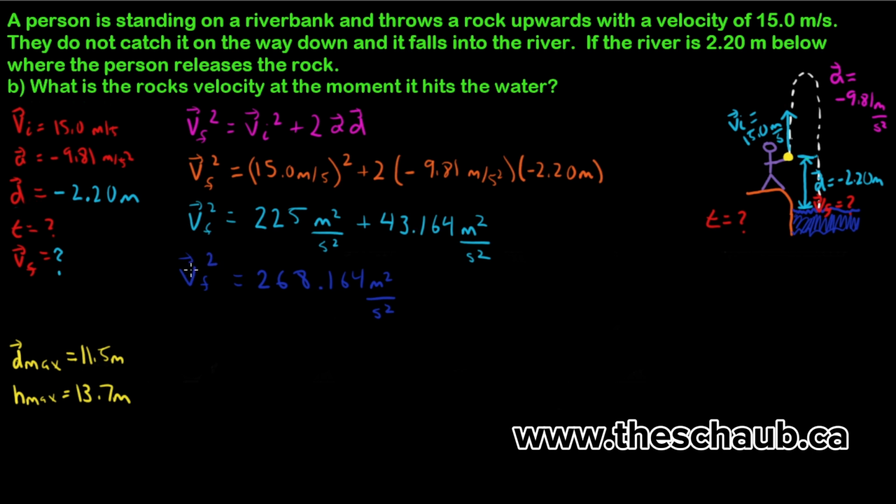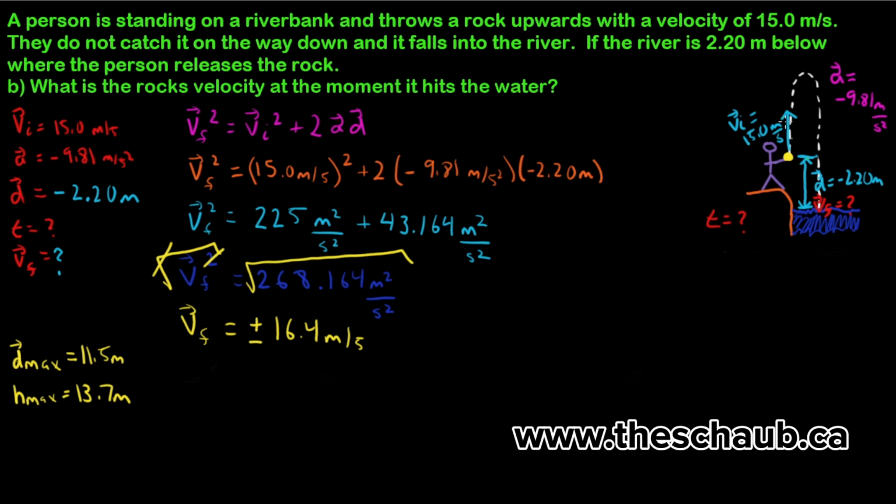To finish this question and get just velocity final, we need to take the square root of both sides. So my square root and my squared leave me with just my velocity final, and this is equal to the square root of 268.164, which is positive or negative 16.4 meters per second. Although when we take the square root of a number, we end up with both a positive and a negative solution.